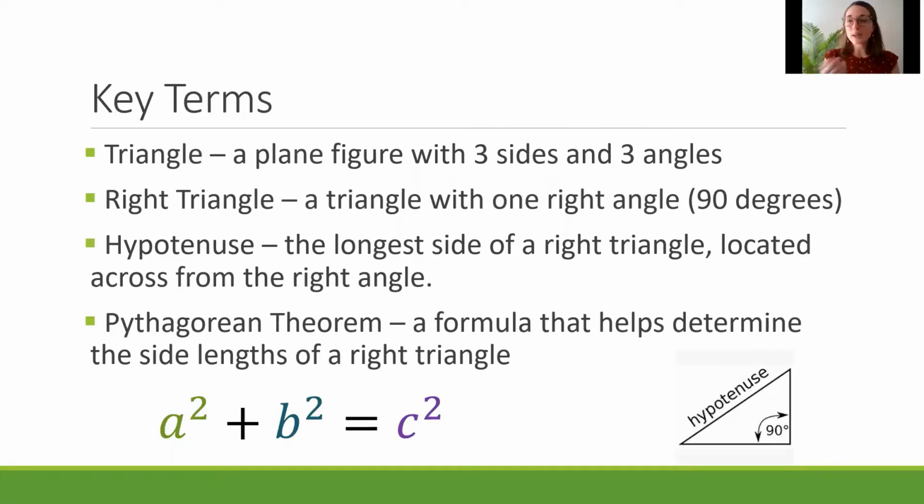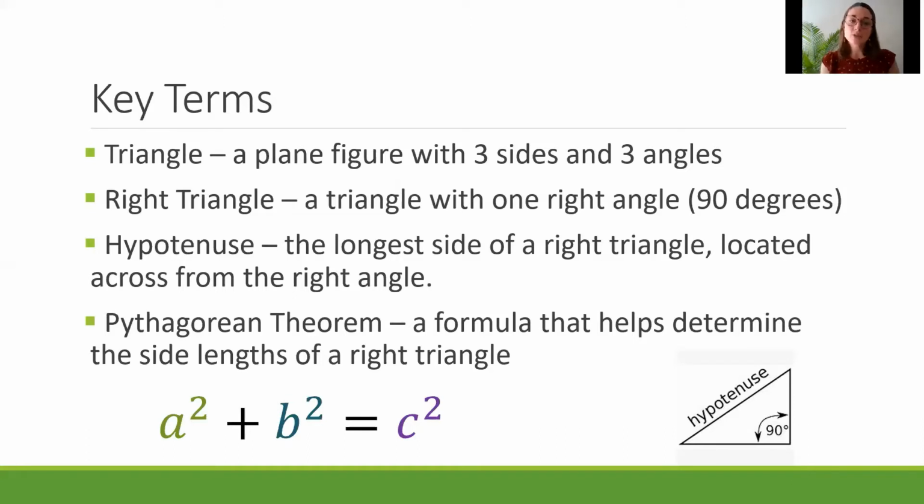First of all, we'll be working with triangles. And a triangle is a plane figure, which means it just is 2D, not 3D. And it has 3 sides and 3 angles. A right triangle, though, is a specific kind of triangle that you can see on this page down at the bottom. And a right triangle is a triangle that has one right angle. A right angle is a perfect 90 degrees.